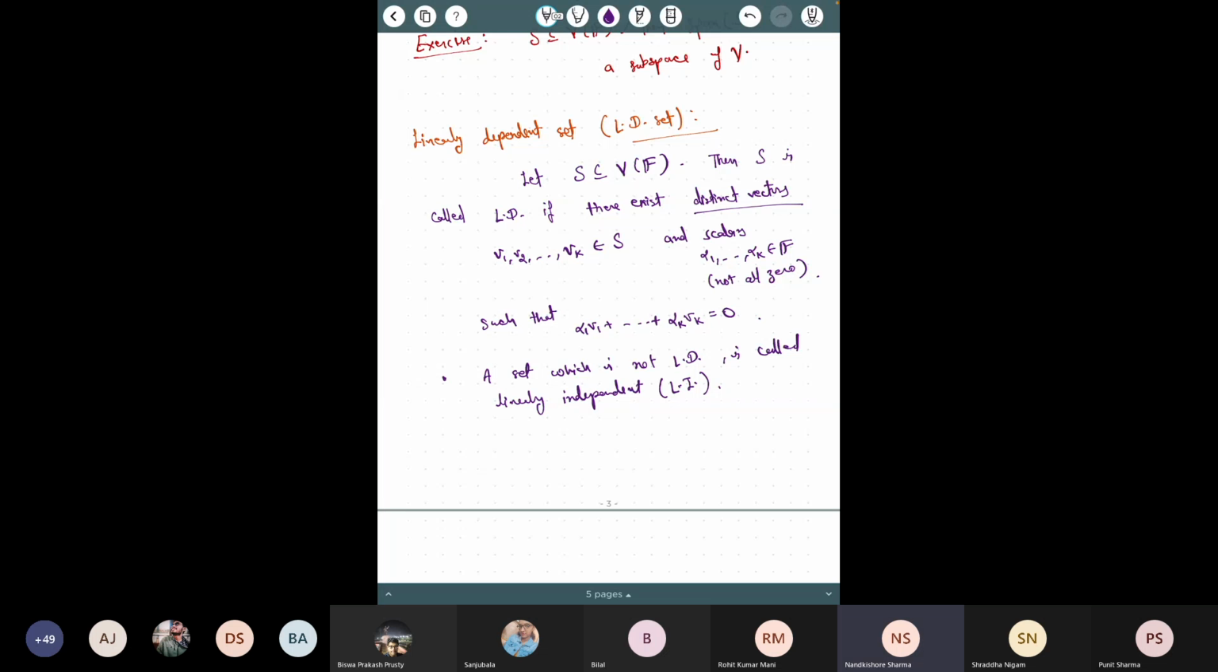So most of the things, whatever you said, are correct. Only one thing is a problem. You said that there exist vectors v1 to vk, non-zero vectors. All should be non-zero, given any non-zero vectors.